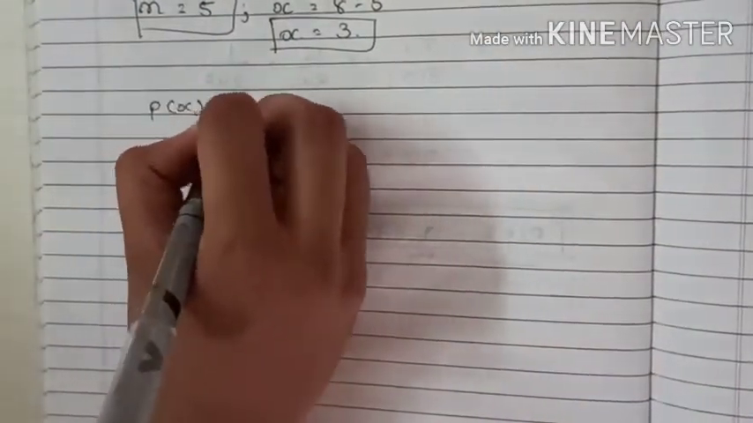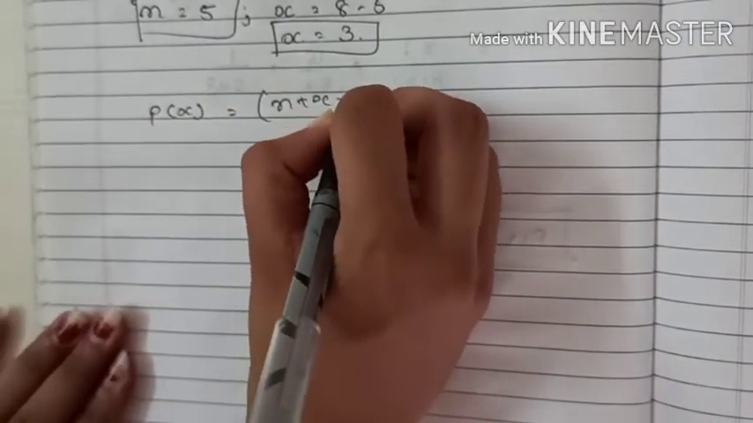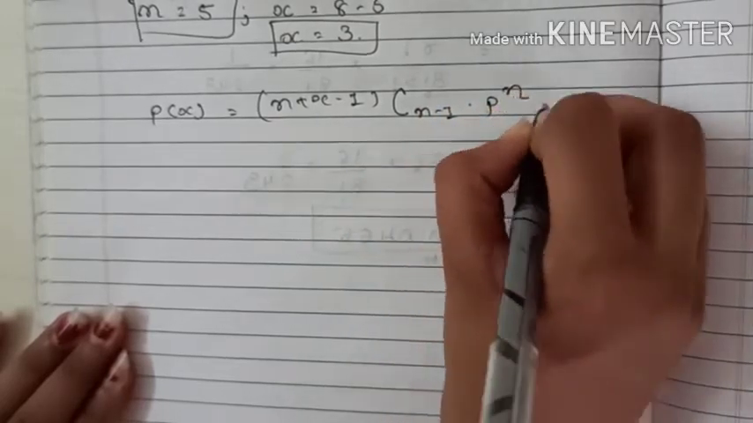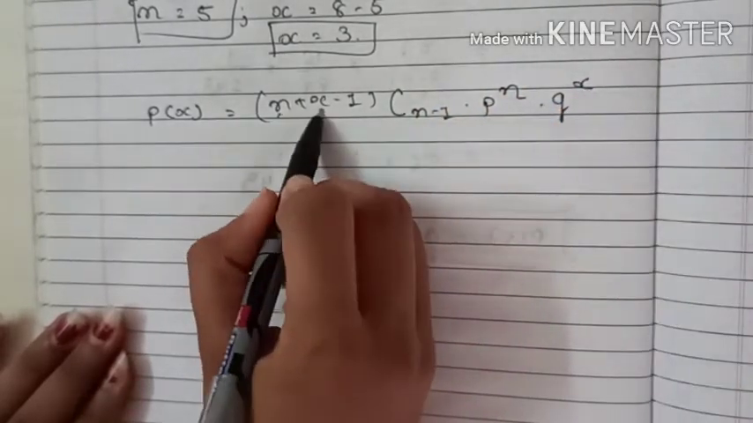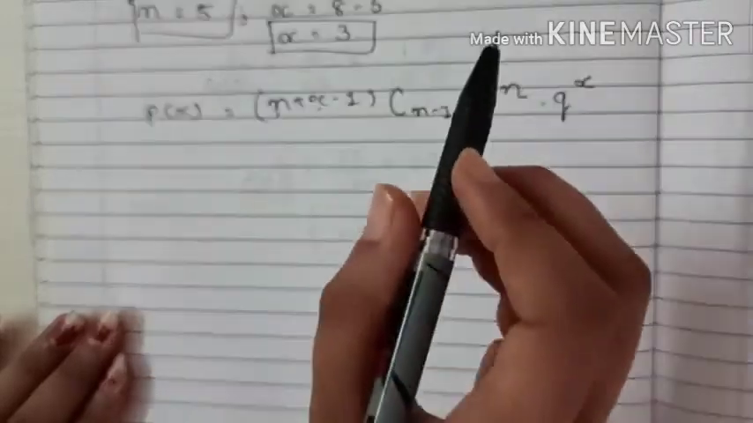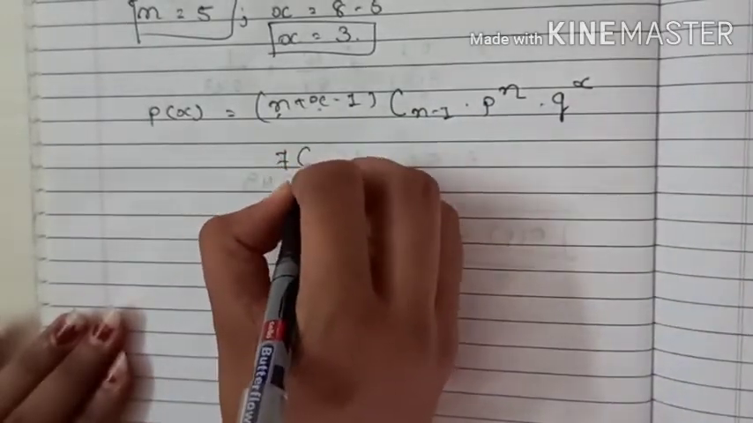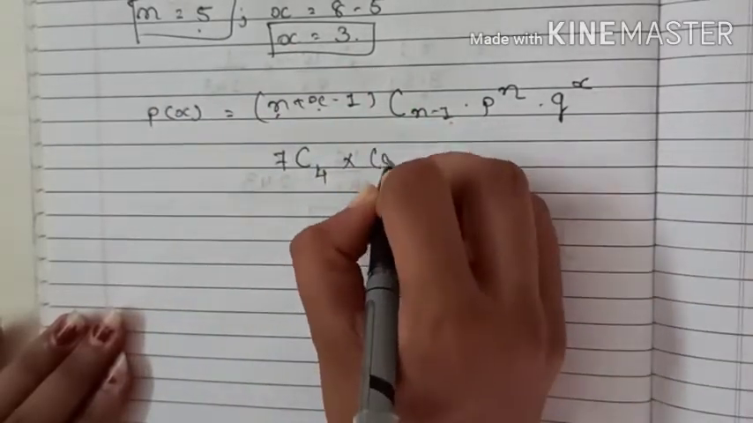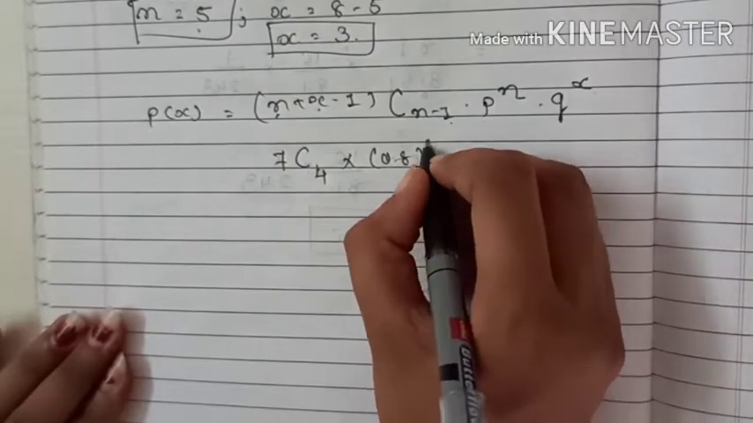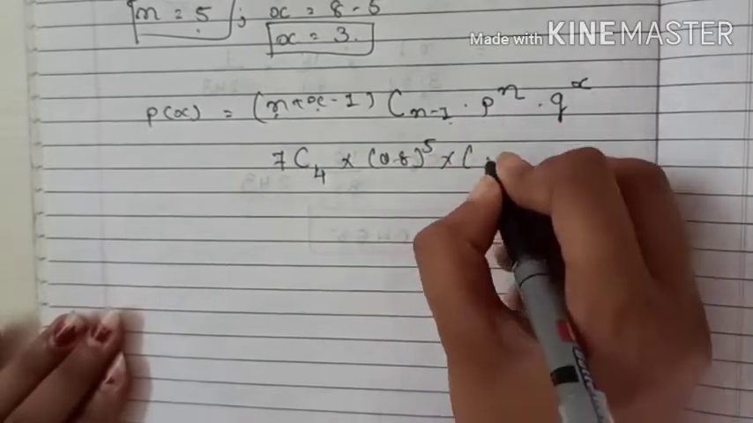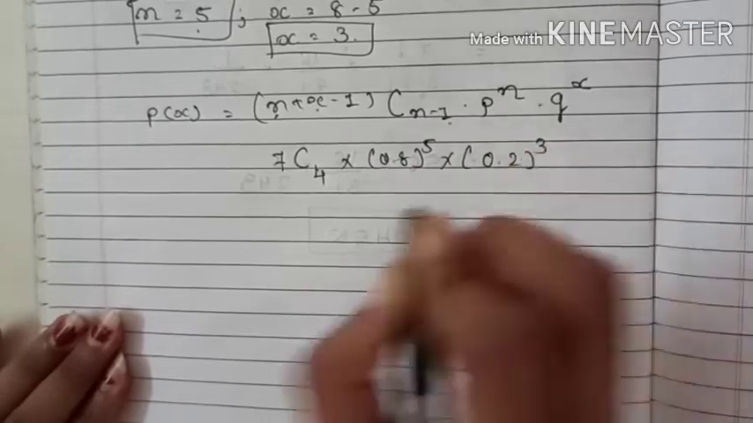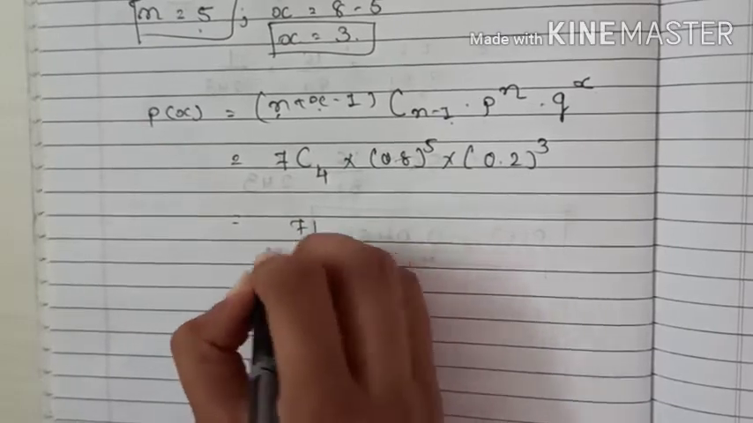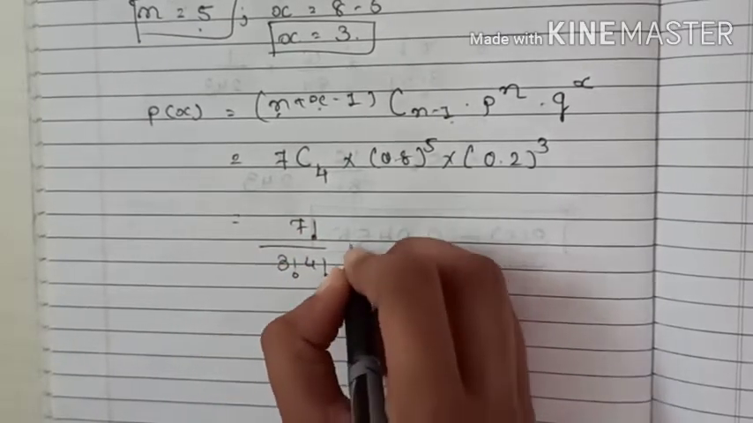P of x is equal to (n plus x minus 1) C (n minus 1) into p^n into q^x. n plus x, 5 plus 3, 8 minus 1, 7. 7C(n minus 1), 5 minus 1, 4, into p is 0.8 raised to 5 and 0.2 raised to 3, right? Let's solve. 7 factorial, 3 factorial, 4 factorial into.